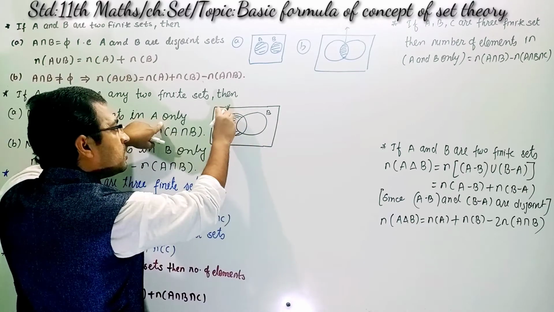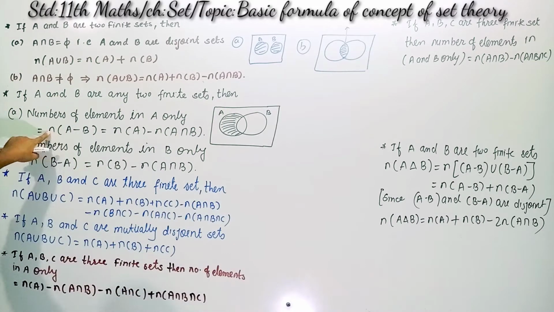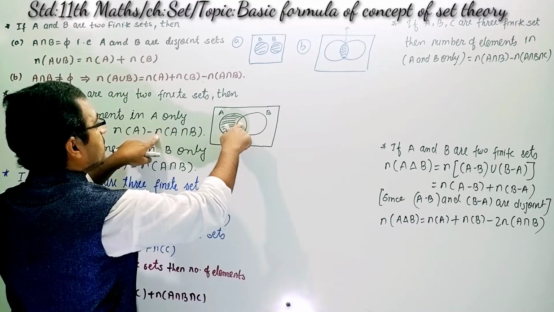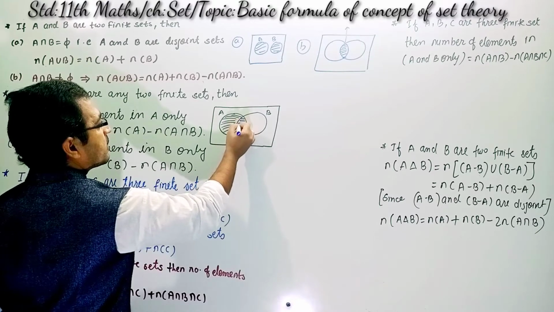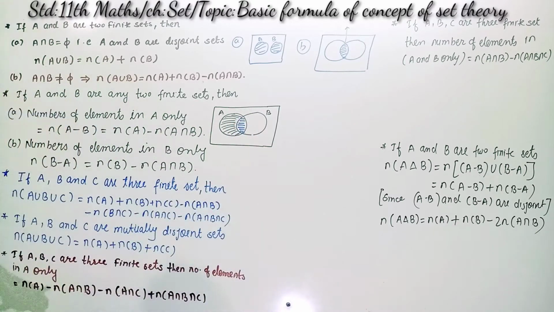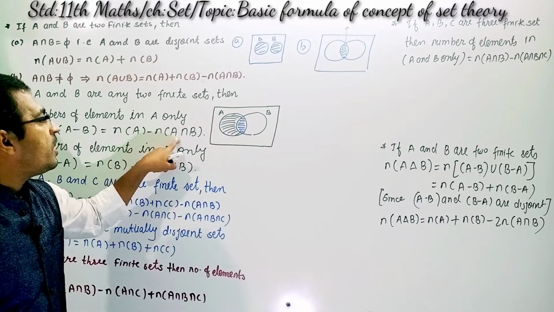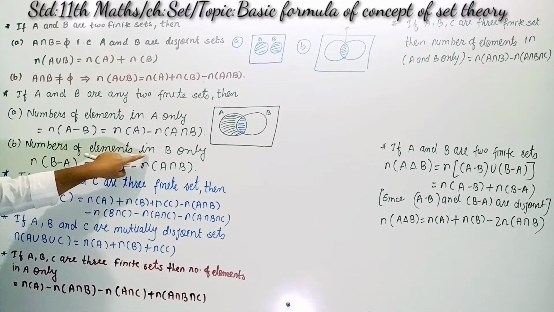If you want to find out the number of elements in A only, then what do you have to write? The number of elements of A minus B will be equal to the number of elements of A minus this part. This part means the number of elements of A intersection B. Understood students? You want to find out the number of elements of A minus B, means the number of elements of A minus the number of elements of A intersection B.